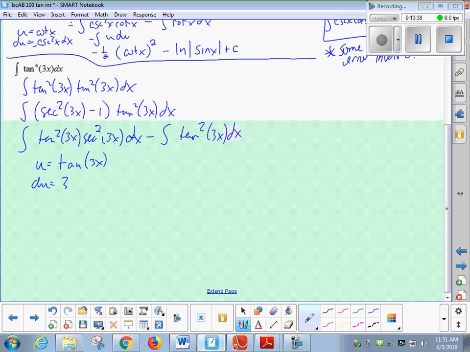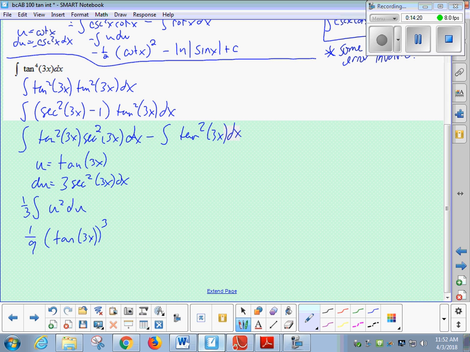du is actually 3 secant squared 3x dx. So when I go to substitute, I'm going to have a 1/3 moving over, right? So with u substitution, this becomes 1/3 u squared du. Stop me if you disagree. The antiderivative of that then is 1/9 u cubed, and u the whole time was tangent. So our first part is 1/9 tangent cubed of 3x. Are we good? Okay, let's go back to the tangent then.